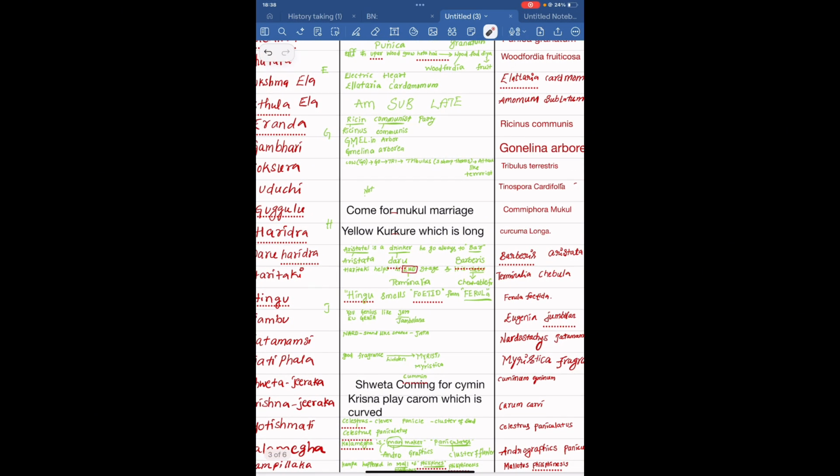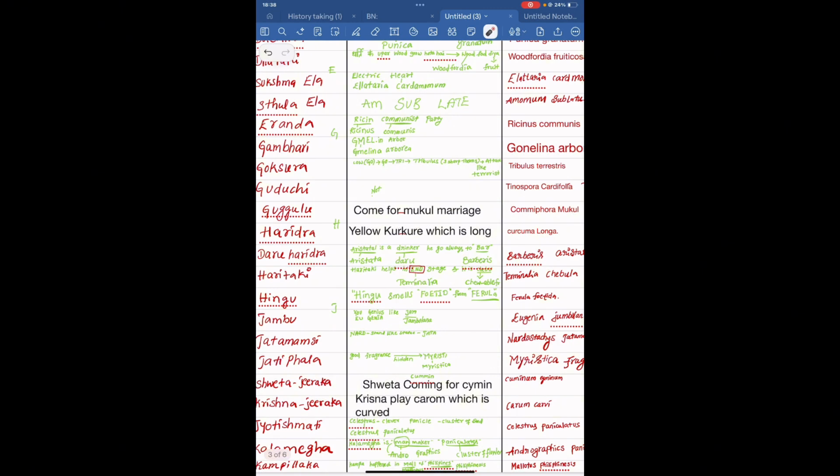And then Haridra. Haridra is in yellow color. So we take it as yellow. Yellow kurkure, which is long. So yellow gives the information of Haridra, and kurkure gives Kurkuma, and long is as it is: Kurkuma langa. Kurkuma langa is the Haridra botanical name.